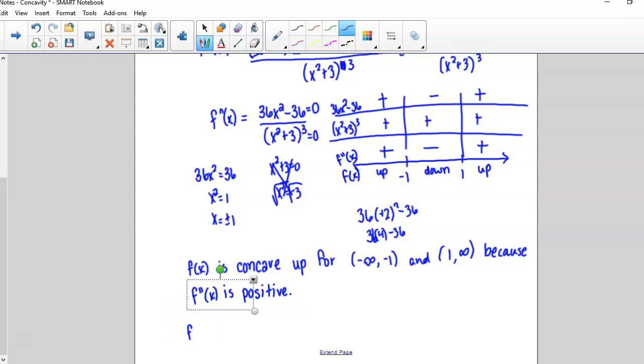And then you would say f of x is concave down for negative 1 to 1 because f double prime of x is negative.